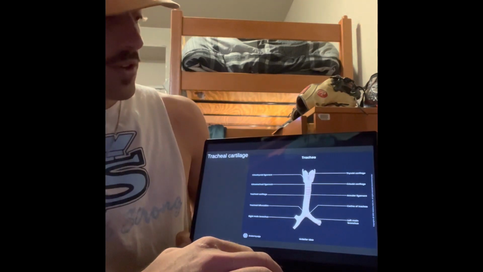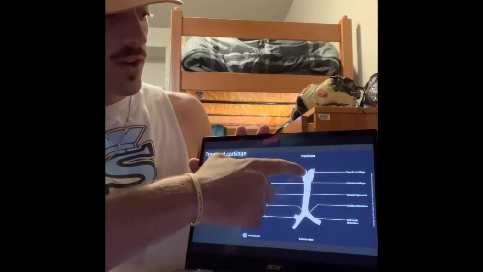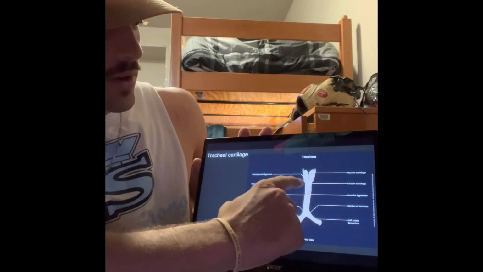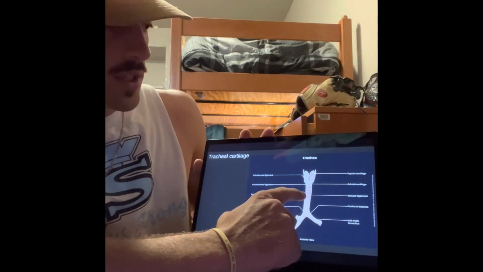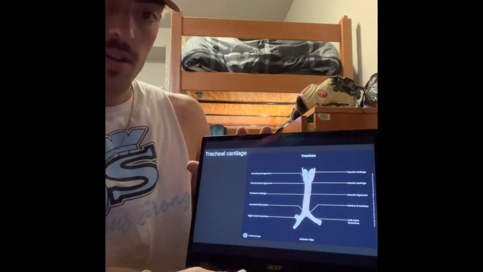Then there is the tracheal cartilage. There's a bunch of different types. It kind of starts at the top, and there's different parts. You have the thyroid cartilage, the cricoid cartilage, and then all types that go down.